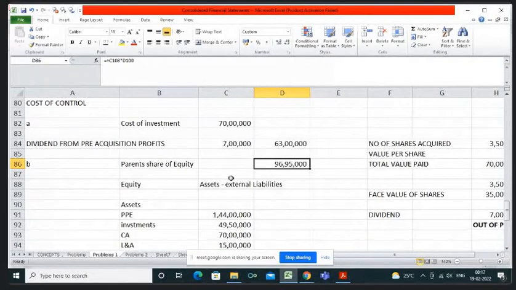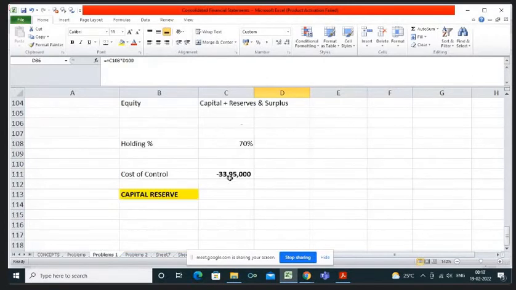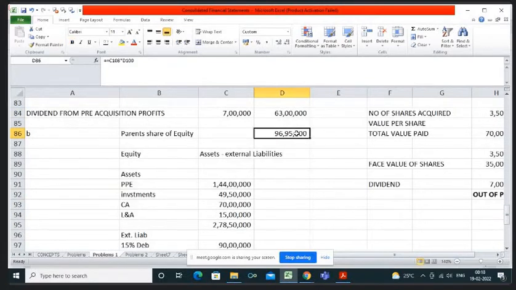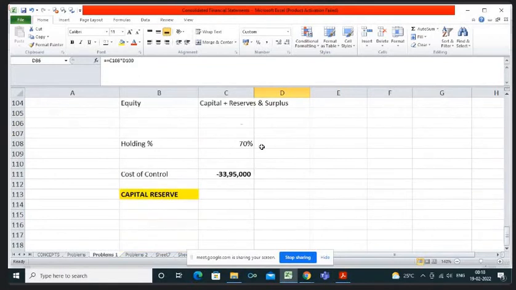When we compare the cost of investment and the parent's share of equity, we find that there is a difference of 33,95,000, which is the cost of control. Now we have to decide whether this cost of control is goodwill or capital reserve. If we pay more and get less of assets, it's called goodwill. If we pay less and get more assets, it's called capital reserve. So in this case, we paid less than the assets we have got. So it's a case of capital reserve. So this 33,95,000 will be called a capital reserve.